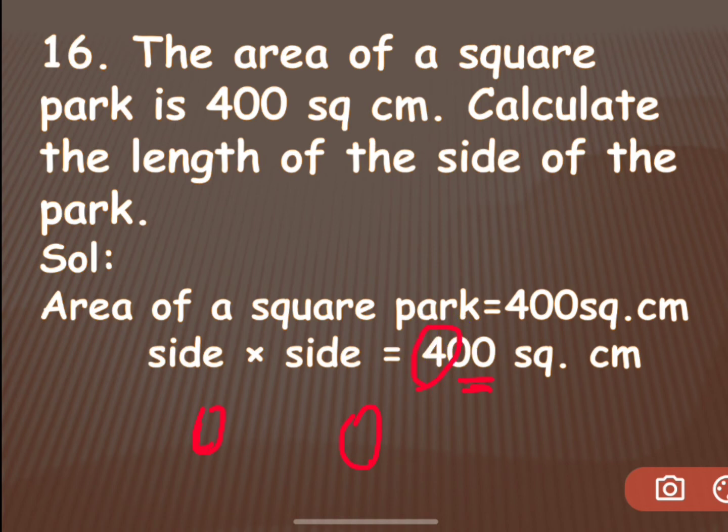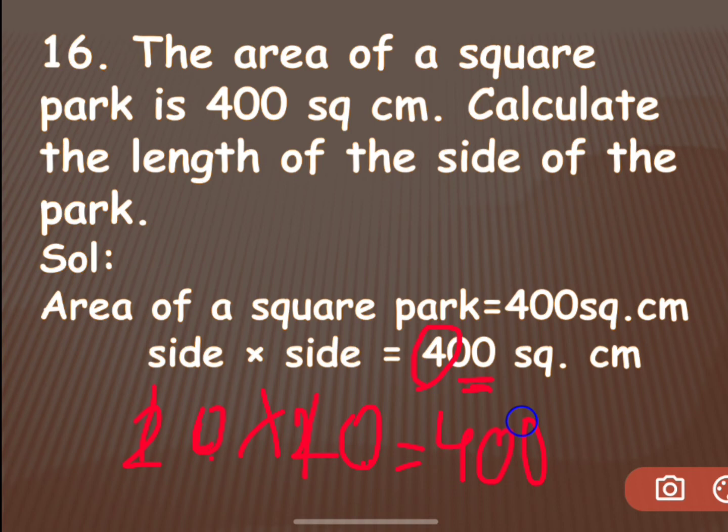1 ones are 1, 2 twos are 4. That means you need to have 2 and 2. That becomes 20 into 20. If you multiply 20 into 20, children, first you will multiply these two, that is 2 into 2, which is 4. And then you will add the zeros, 1 and 1. Two zeros you have, so you will add two zeros.